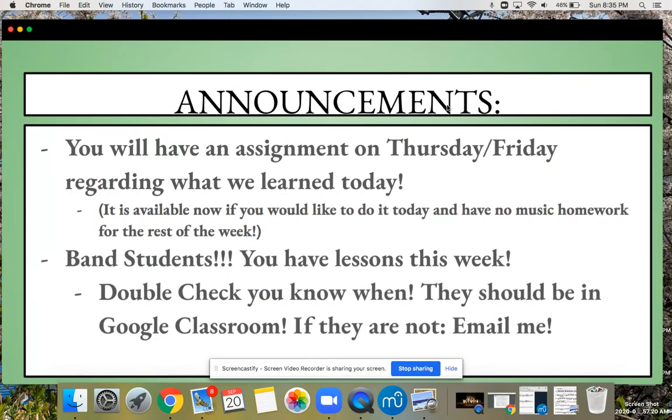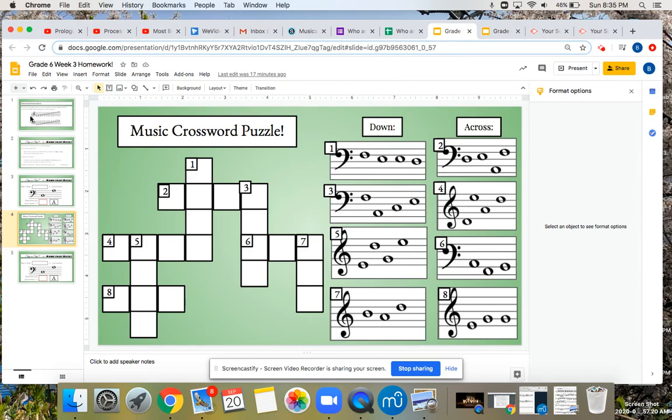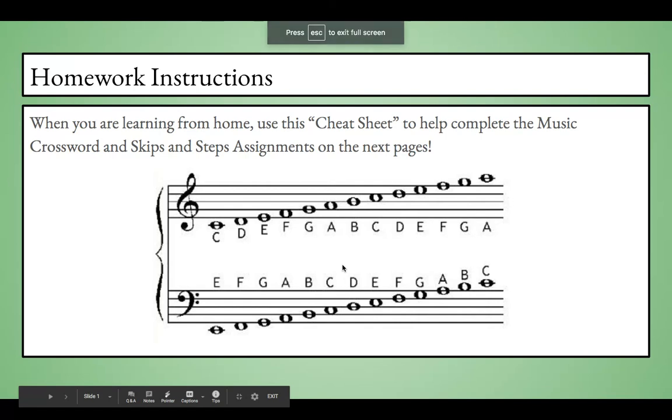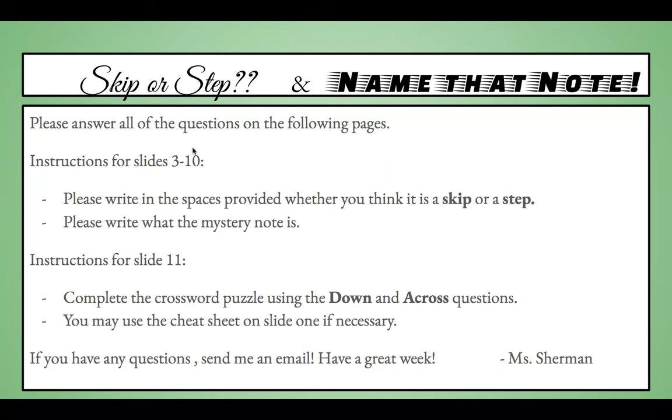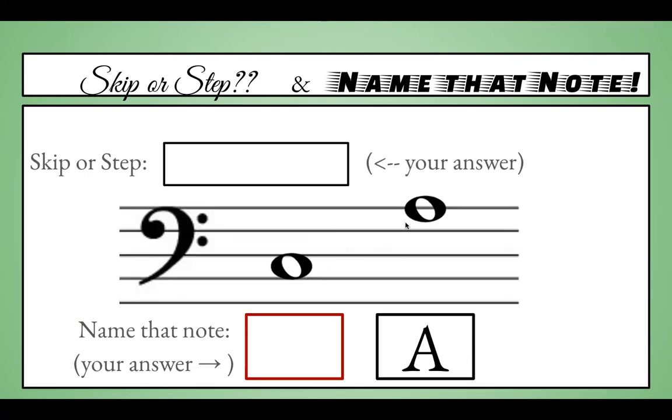Now, I'm going to show you what your homework assignment is a little bit, just so you know what is coming. Your homework instructions are, we're going to do a music crossword and a skips and steps assignment. You can use this cheat sheet if you need to. For the skips or steps, please answer the following questions. Please write in the spaces provided whether you think it's a skip or a step, and then what the mystery note is. For example, if I give you this note, first of all, I want you to tell me if this distance is a skip or a step in this box. Just double click it. You can type there. And then what this note is, given that this note is A, you double click this box to write in there.